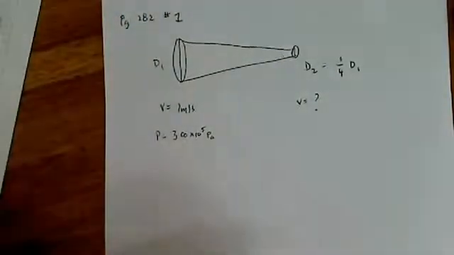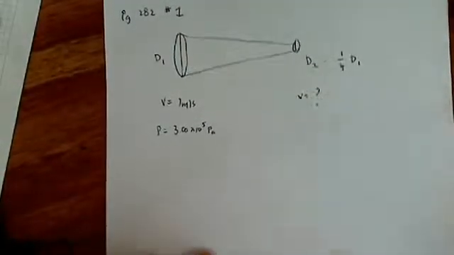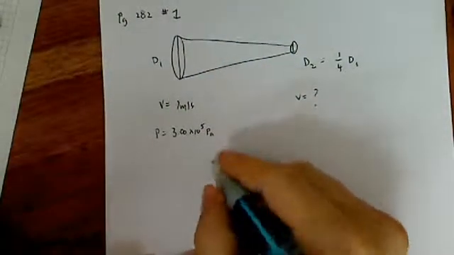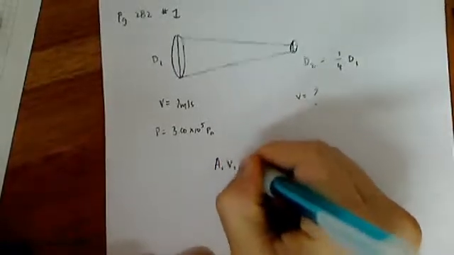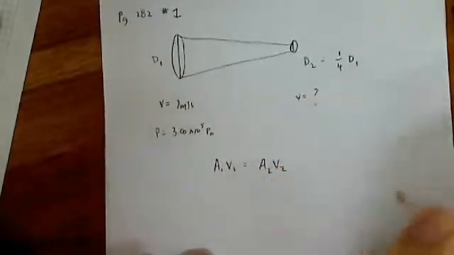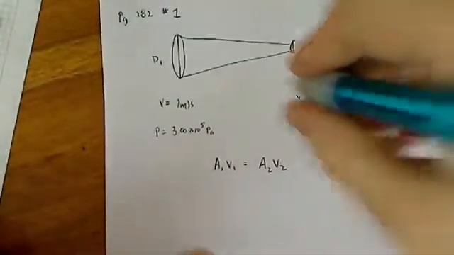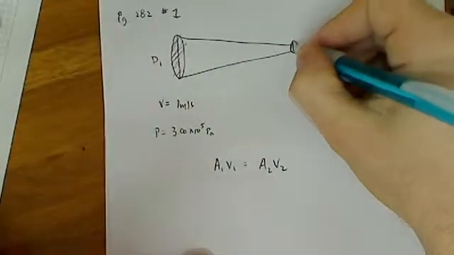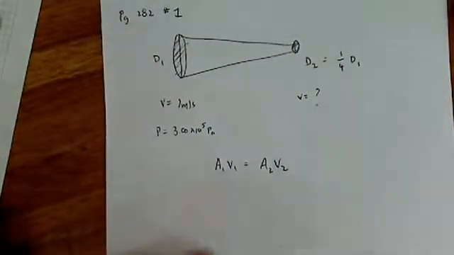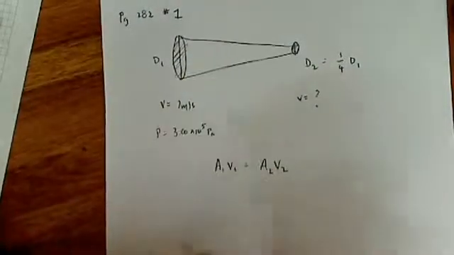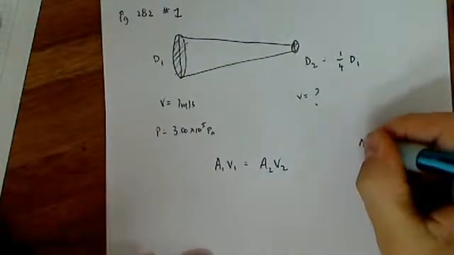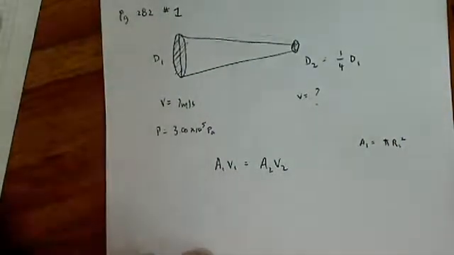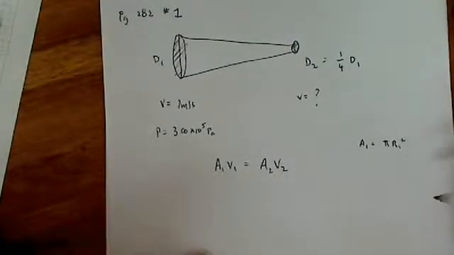I want to know the speed. An equation I know to relate speed and the cross-sectional area is A1 V1 = A2 V2, where A is the cross-sectional area. That's this area, A1, and A2 is this area. Well, this is a circle. So what's the area of a circle? A1 is equal to pi R1 squared, where R1 is the radius.